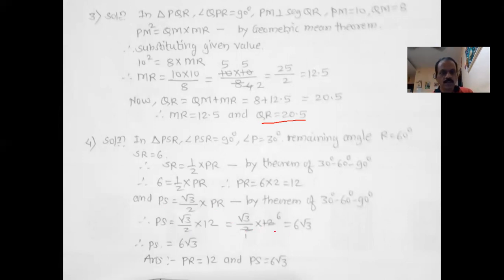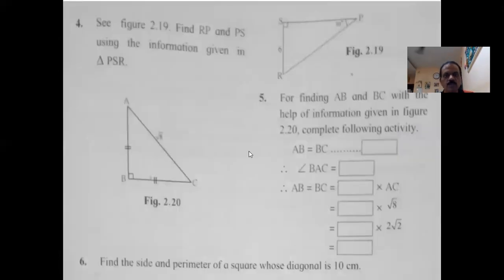Now the answer: PR is equal to 12, whereas PS is equal to 6√3. This is the answer of the fourth example. Now the fifth one is an activity we are given.